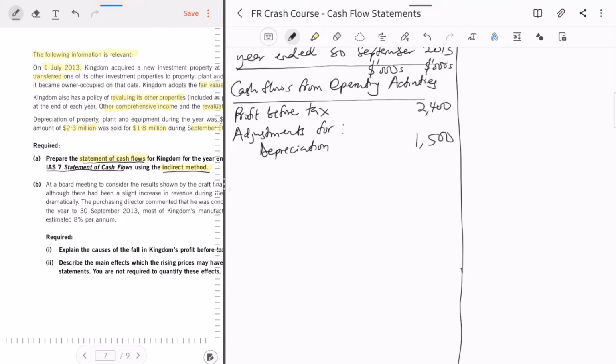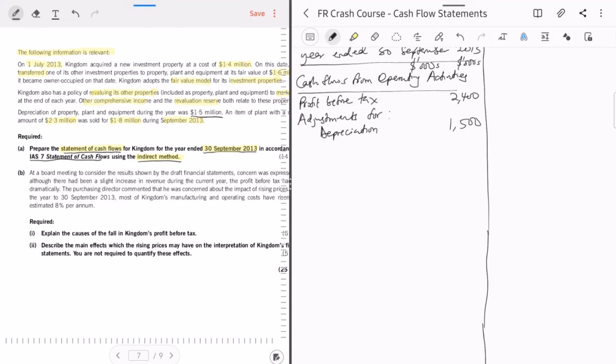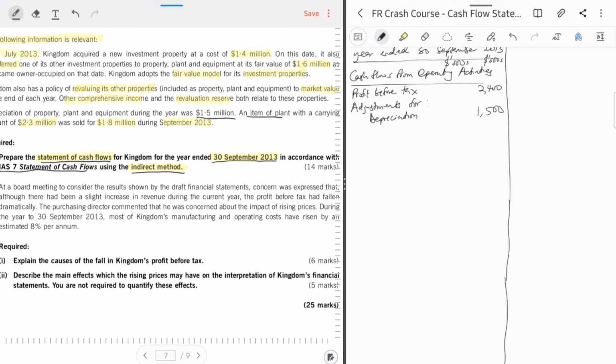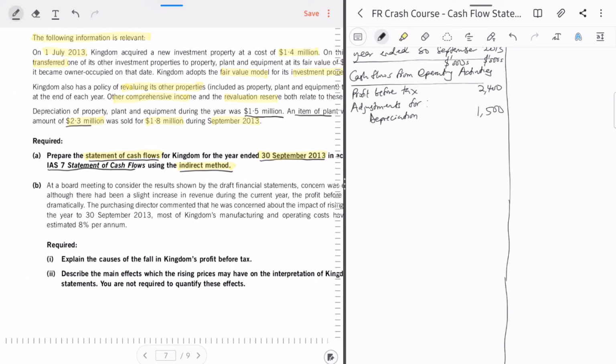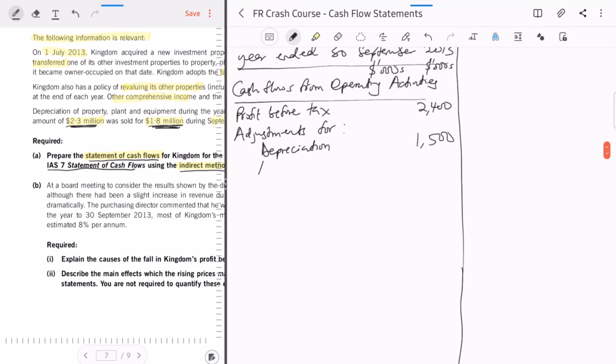So let's check this out. Look at the last sentence. It says, an item of plant with a carrying amount of 2.3 million was sold for 1.8 million. If something is worth 2.3 and you sell for 1.8, do you agree you've made a loss on disposal, right? So I need to adjust for loss on disposal. So after depreciation, I adjust for loss on disposal. And this can be my first working, right?